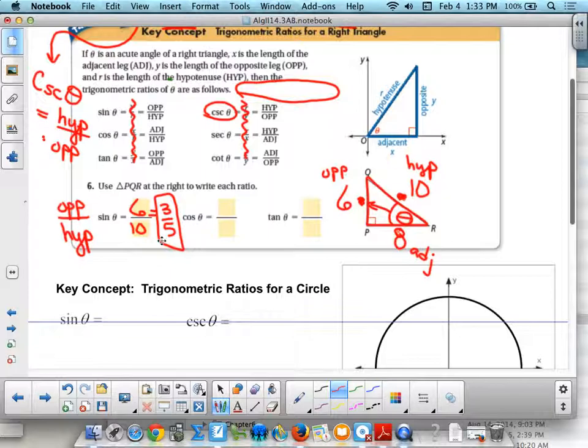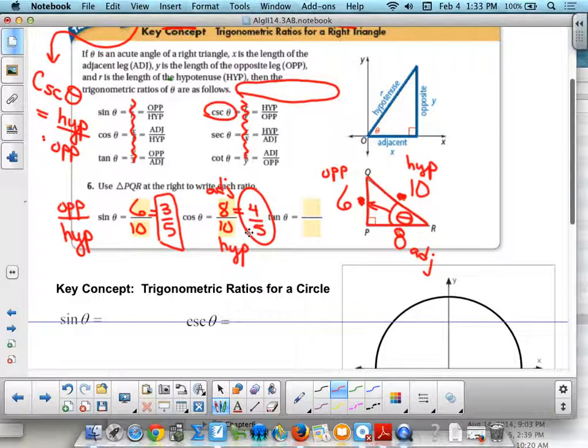Okay, cosine of theta. Hannah, do you know it? Okay, Hannah, you okay with this? Yeah. Remember cosine, if you look up top, SOHCAHTOA, it's going to be adjacent over what? Hypotenuse. So you're going to say 8/10, I hope, which is 4/5, right?